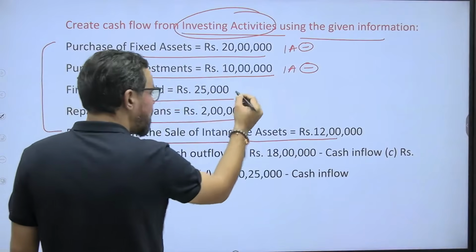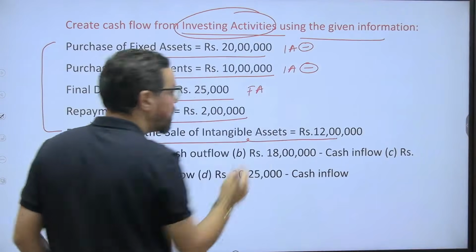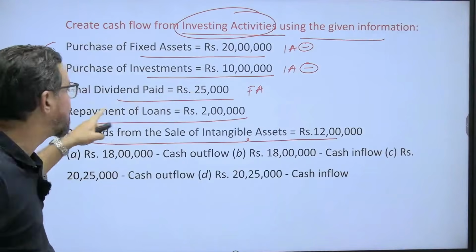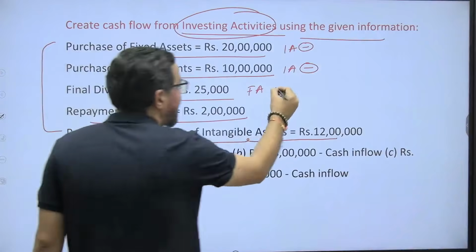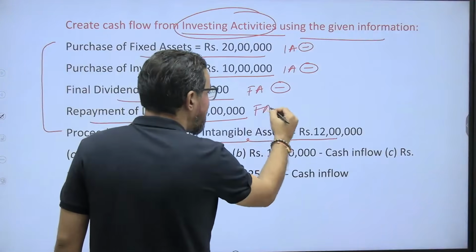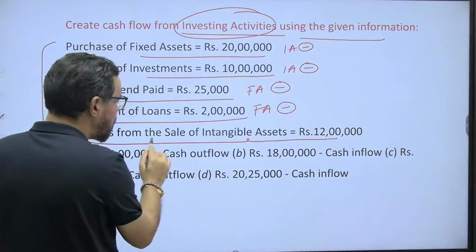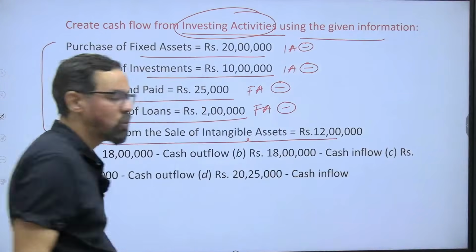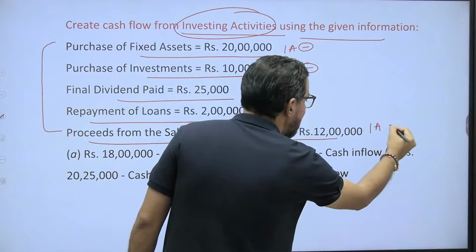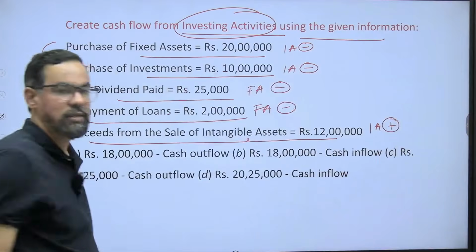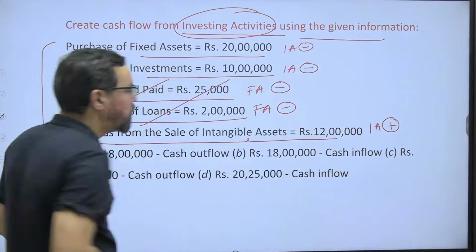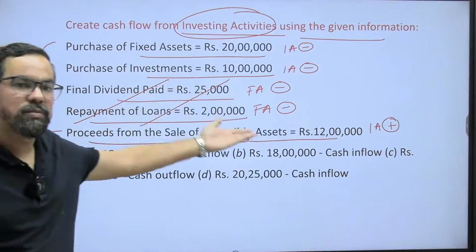Final dividend paid is a financing activity. When we receive dividend, it is operating activity; when we pay dividend, it is financing activity. So financing activity outflow. Payment of loan, again financing activity outflow. Proceeds from the sale of intangible asset, we have sold some patent, goodwill, copyrights, is an inflow, investing activities. So to solve this question, you have to eliminate these two entries.